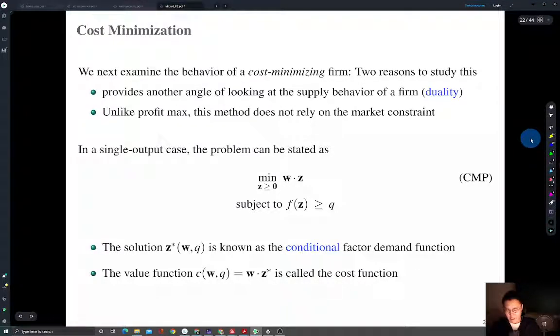Alright, let me take one more lecture video before going home. And in this video, I'm going to talk about cost minimization.